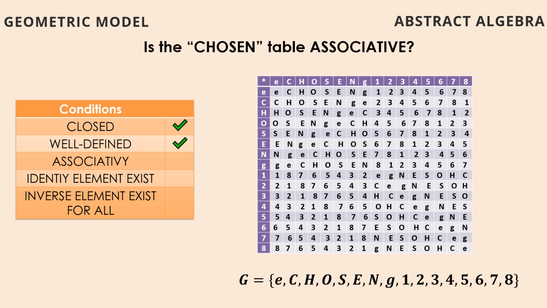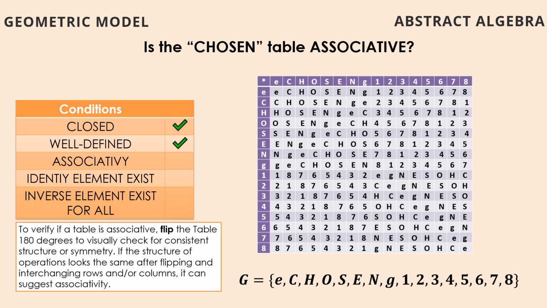Is the chosen table associative? To verify if the table is associative, let's flip the table 180 degrees to visually check for consistent structure or symmetry. If the structure of operations looks the same after flipping and interchanging rows and/or columns, it can suggest associativity. So let's try.